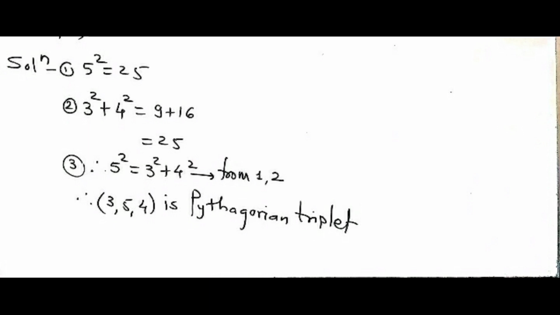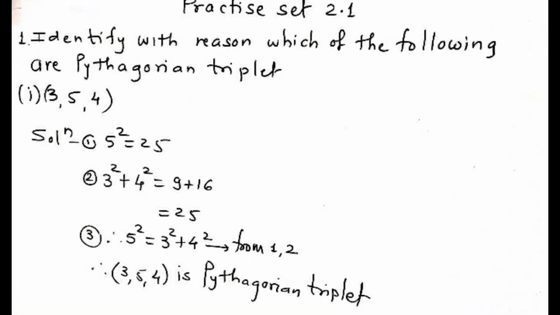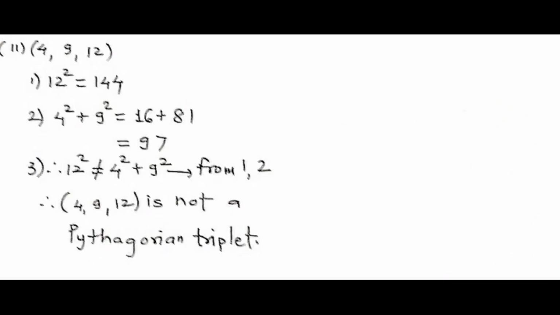So from statement 1 and 2, what will I get? 5 square is equal to 3 square plus 4 square, and therefore 3, 5, 4 is a Pythagorean triplet.